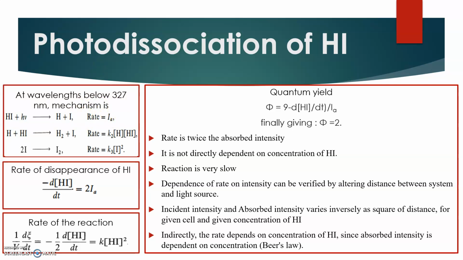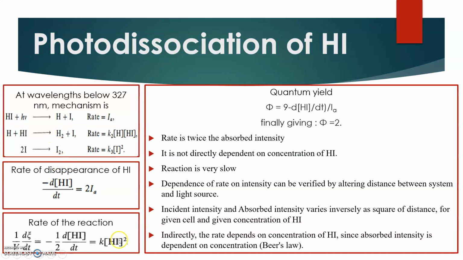In the next two steps, the hydrogen atom generated at step 1 reacts with the remaining amount of hydrogen iodide to give the hydrogen molecule and an iodine atom. Two such iodine atoms combine to finally give the iodine molecule.